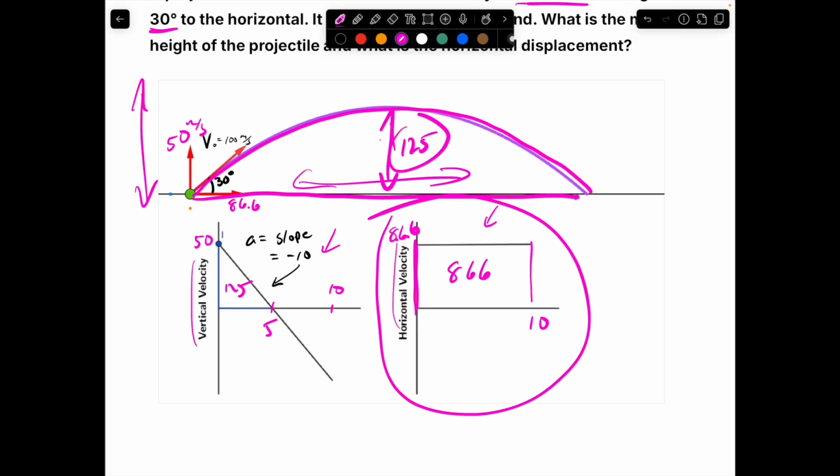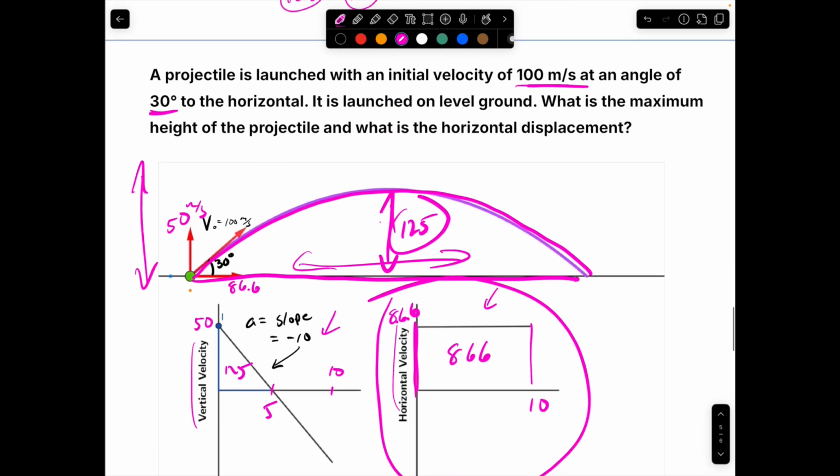So to answer this question, finally, the two answers just to make sure that we have it. It's going to go a distance of 125 meters up, and it's going to take 5 seconds, like we showed in the graph. And horizontally, it's going to go 866 meters, and it's going to take 10 seconds.